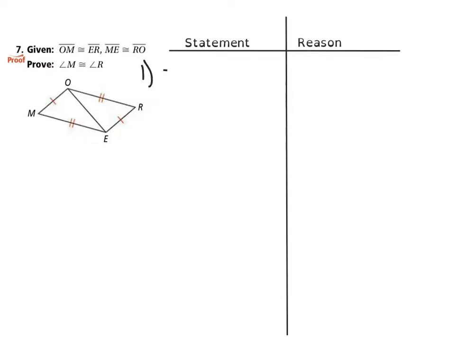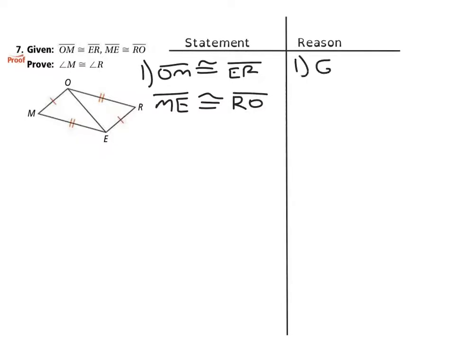We're going to say 1, side OM is congruent to side ER, and actually I'm going to leave the comma off because it's fine as long as it's on two lines here. ME, side ME is congruent to side RO. And the reason for both of those is that this is given information, and so we can list it on the same line of our two-column proof.